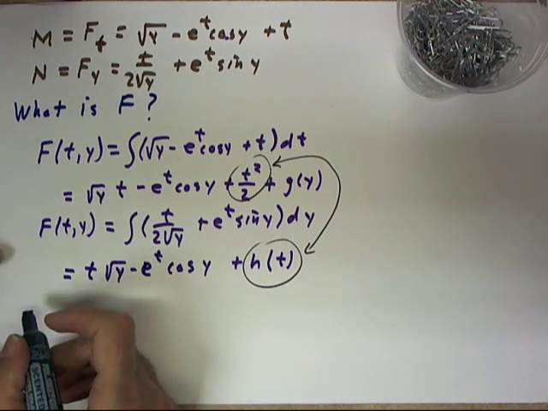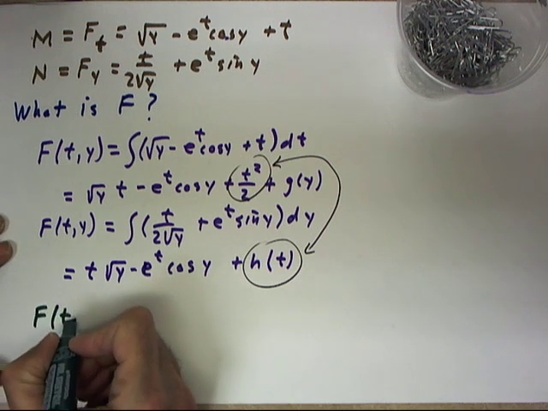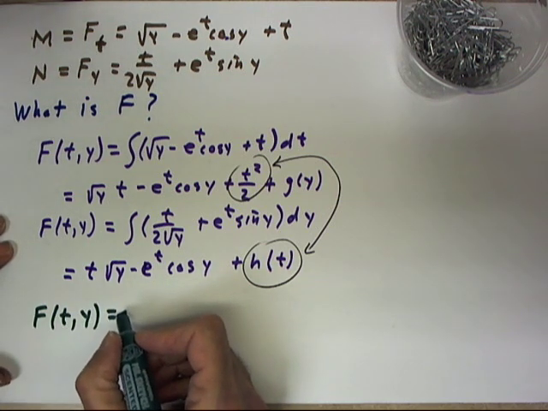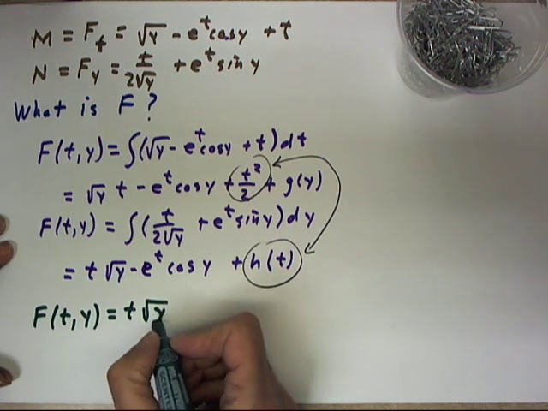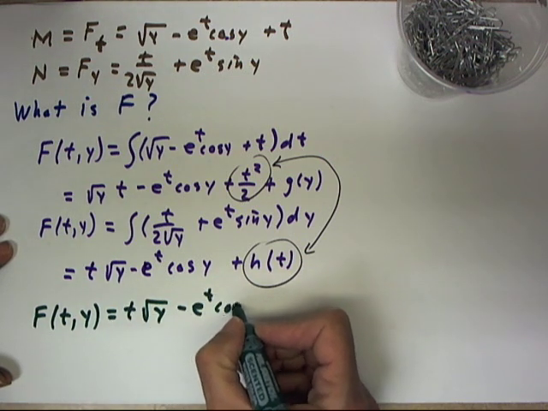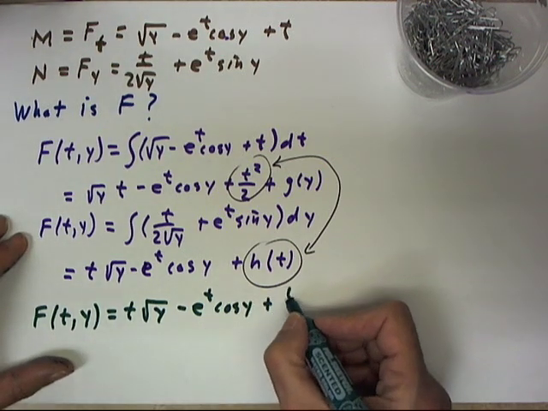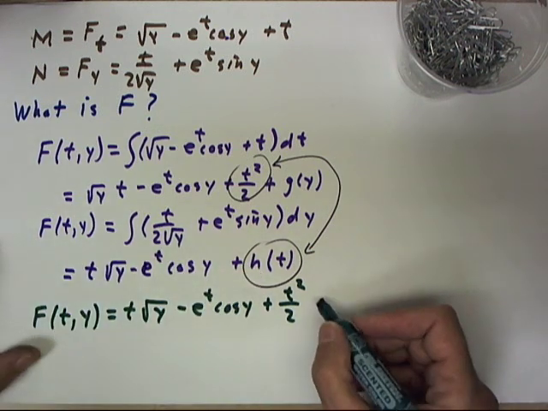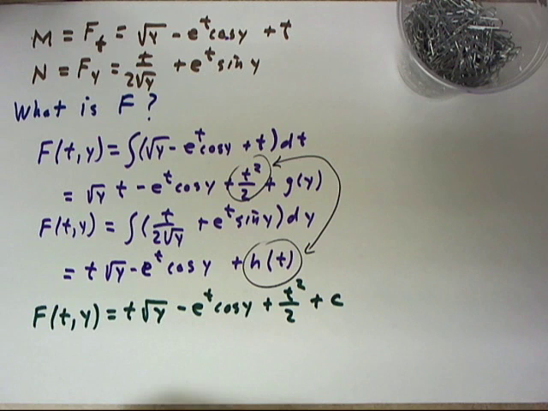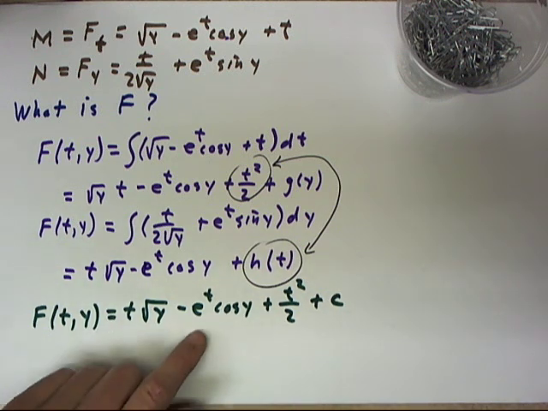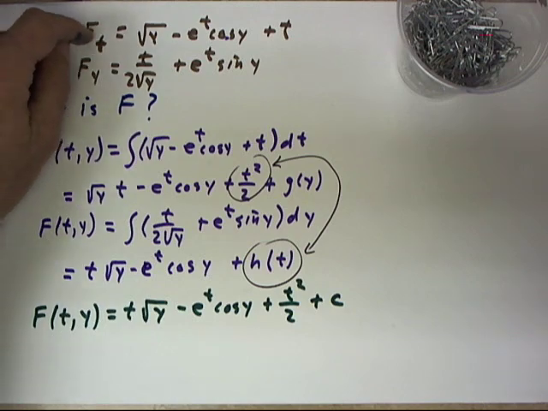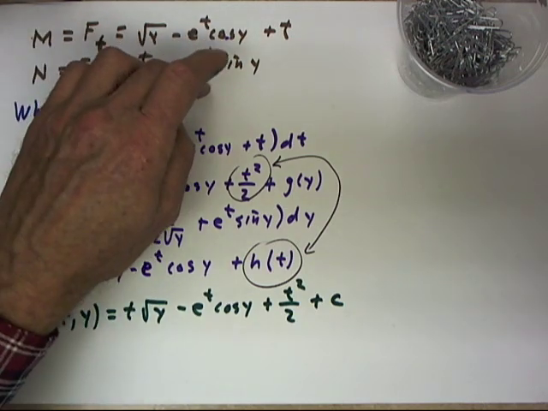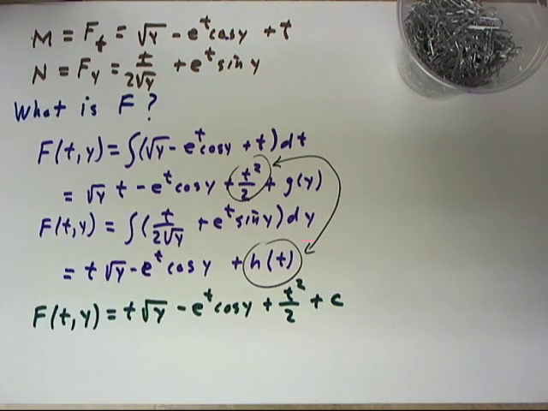And we can write this then as f of t,y equals t square root of y, let's use that order, minus e to the t cosine y, plus t squared over 2, which covers our t squared over 2 here, and it's an h of t, plus g of y, which we're going to call c. And this is the function whose t derivative is this, and whose y derivative is this, and this is the most general function that satisfies this. Now we'll see how to use this to write out some sort of an implicit or hopefully explicit solution.